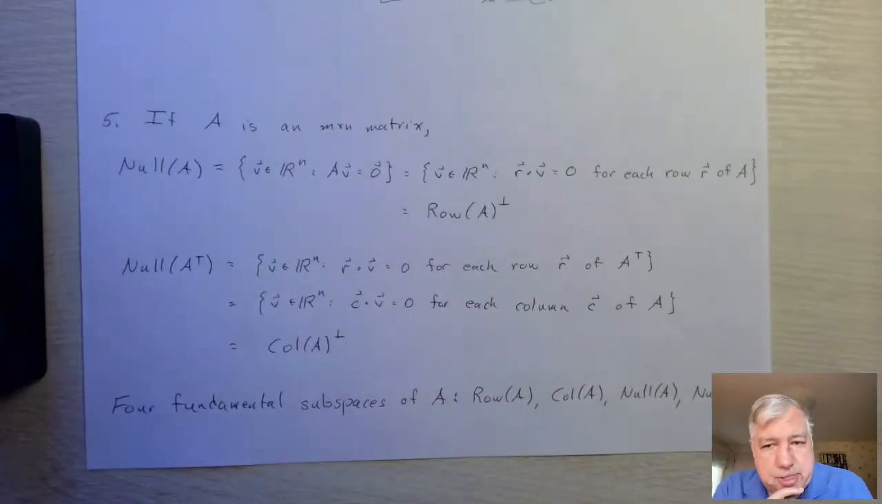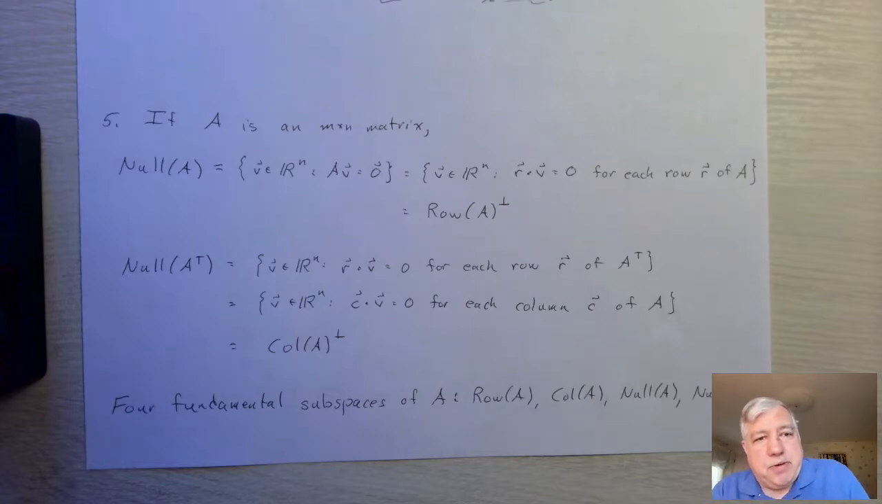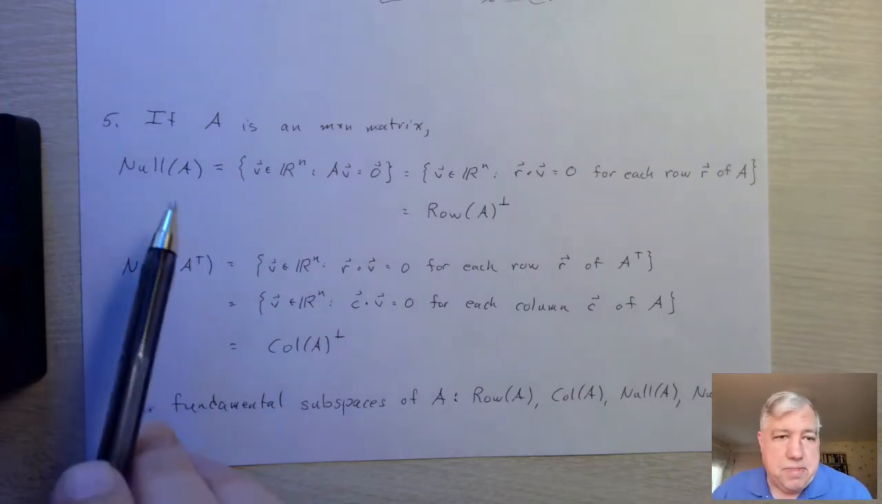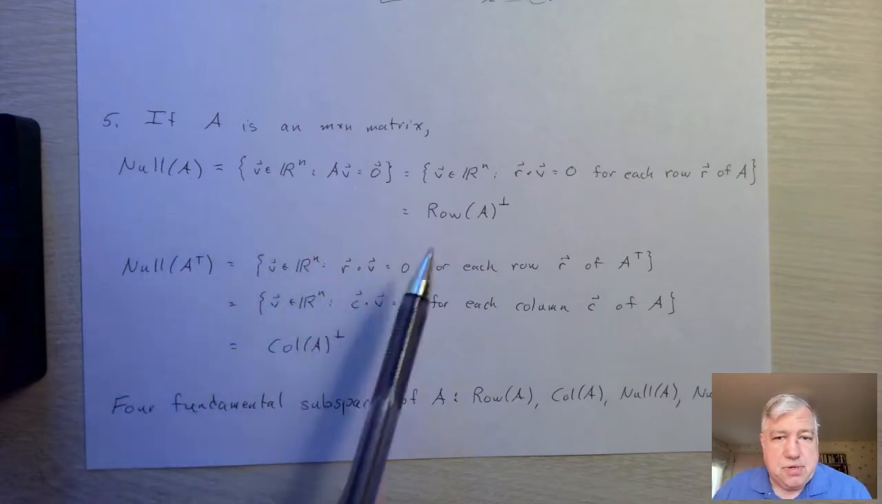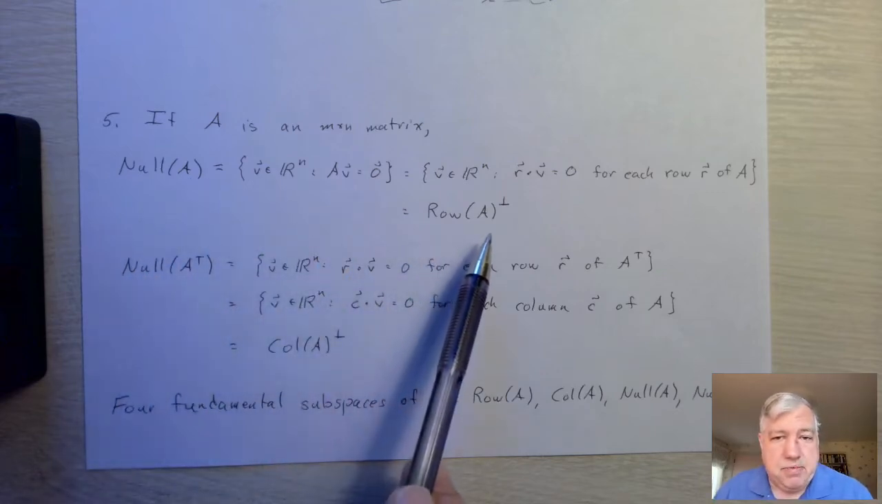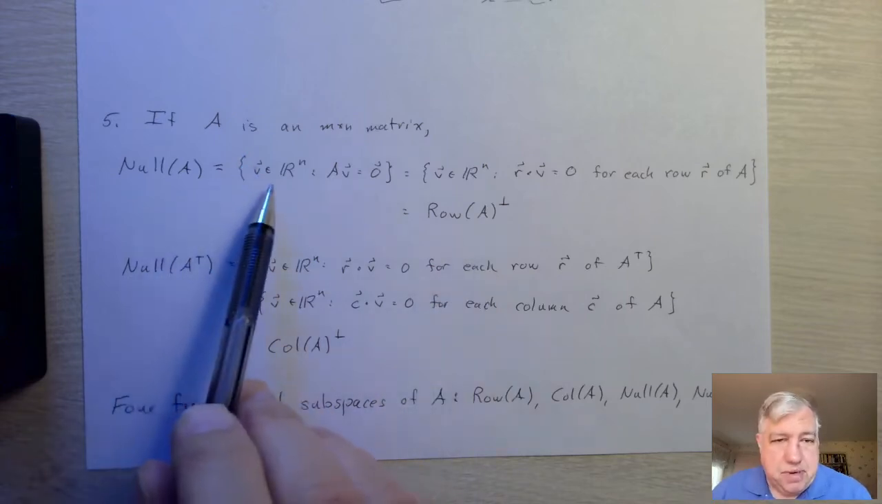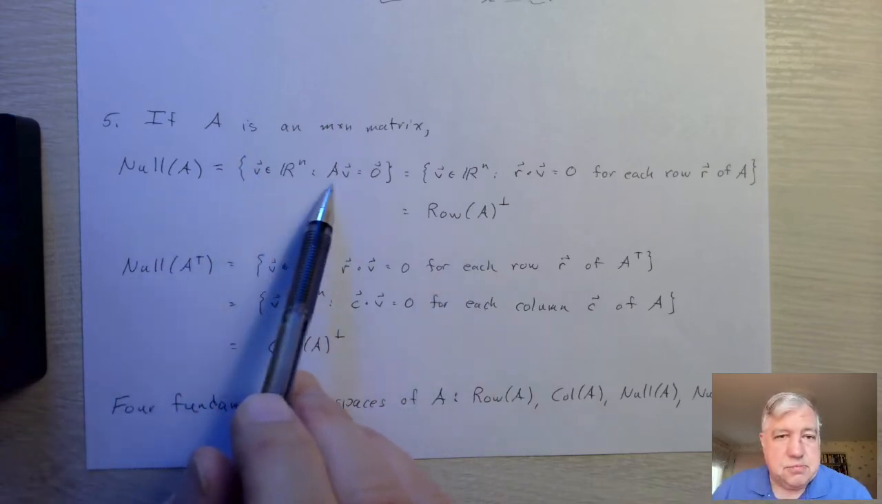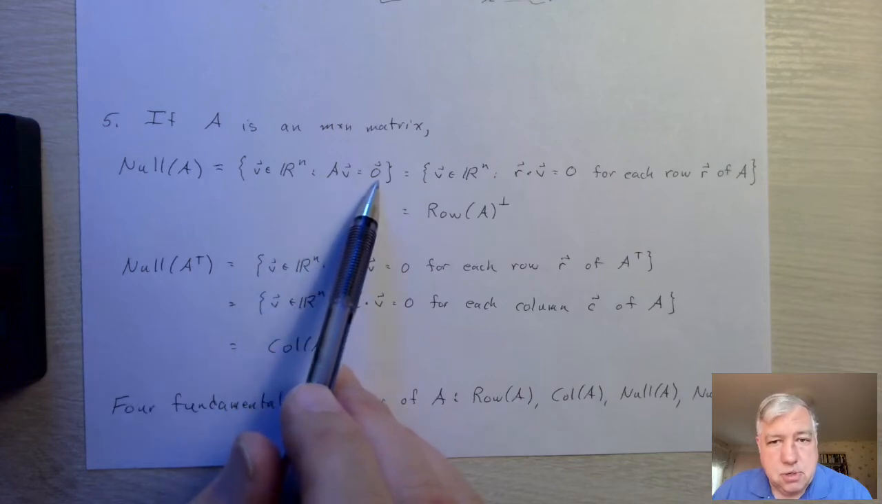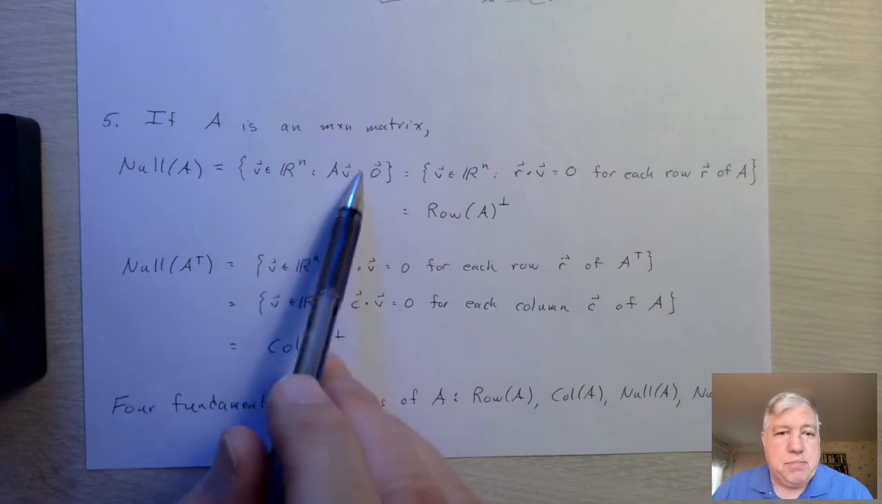Going back to matrices, remember there are 3 main subspaces associated with an n by n matrix: its row space, its column space, and its null space. If you think about it for a moment, the null space of A is precisely the orthogonal complement of the row space. Now, how can that be when the null space is all vectors V such that AV equals 0? What do we do when we compute AV?